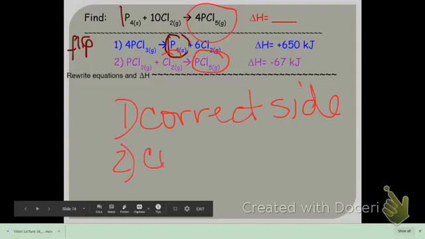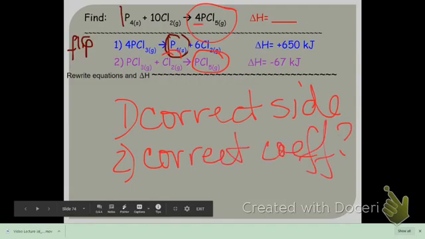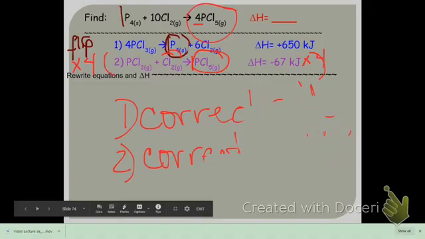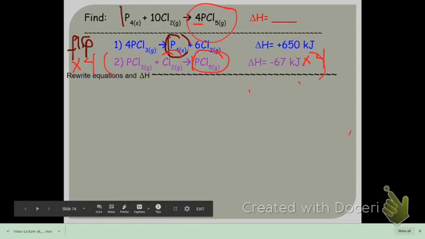Second question is, does it have the correct coefficient? In this case, there's 4 here and there's only 1 here. So no, I'm going to have to multiply it by 4. And remember, if I multiply it by 4, it's distributive. So I have to multiply everything by 4. I have to multiply all of the species of the equation by 4. And I have to multiply my delta H by 4. I don't have to change the sign because I'm not flipping it. But I do have to multiply my delta H by 4. So look at it carefully. And then we're going to check ourselves. Okay.